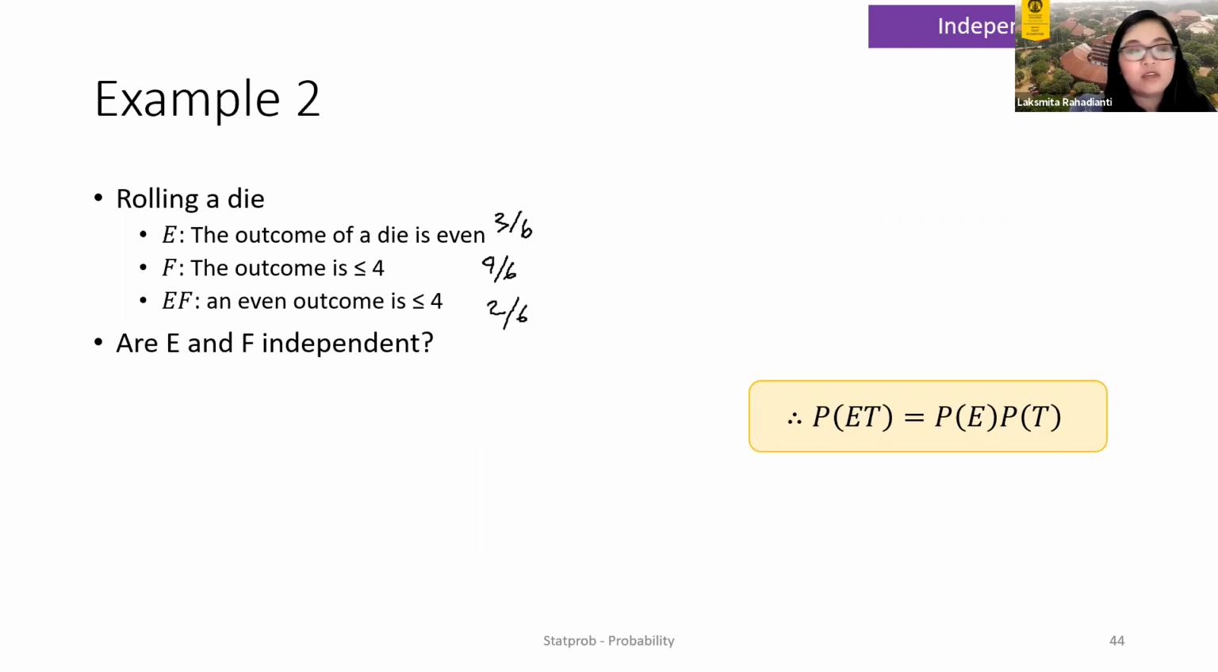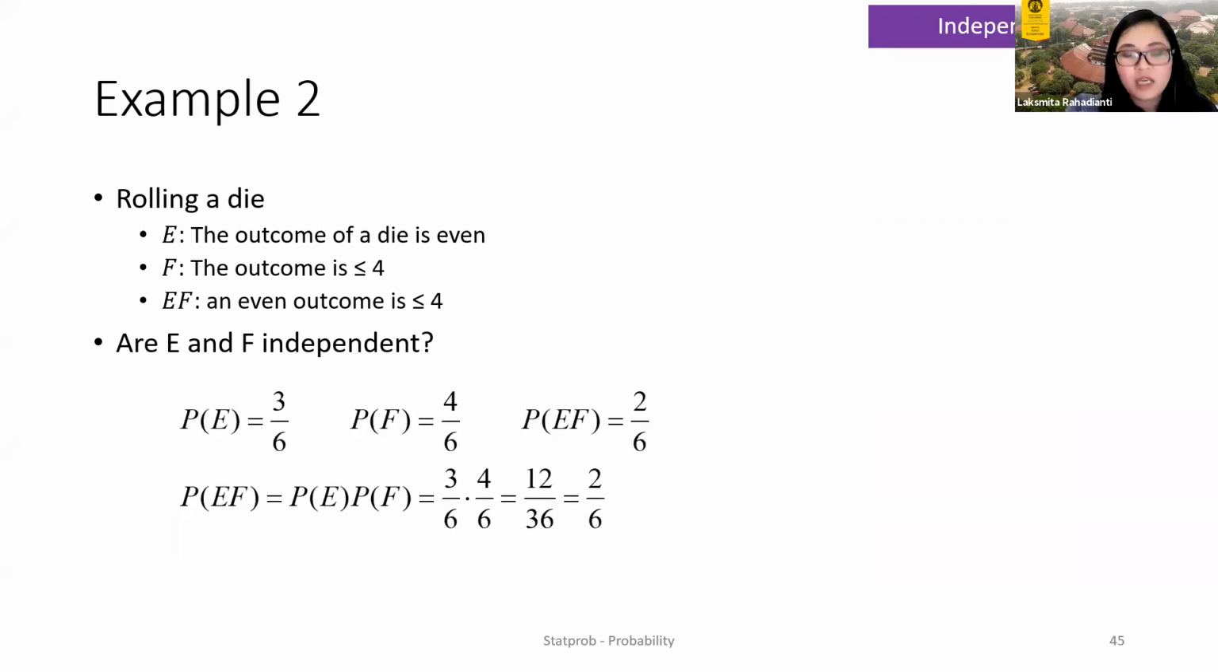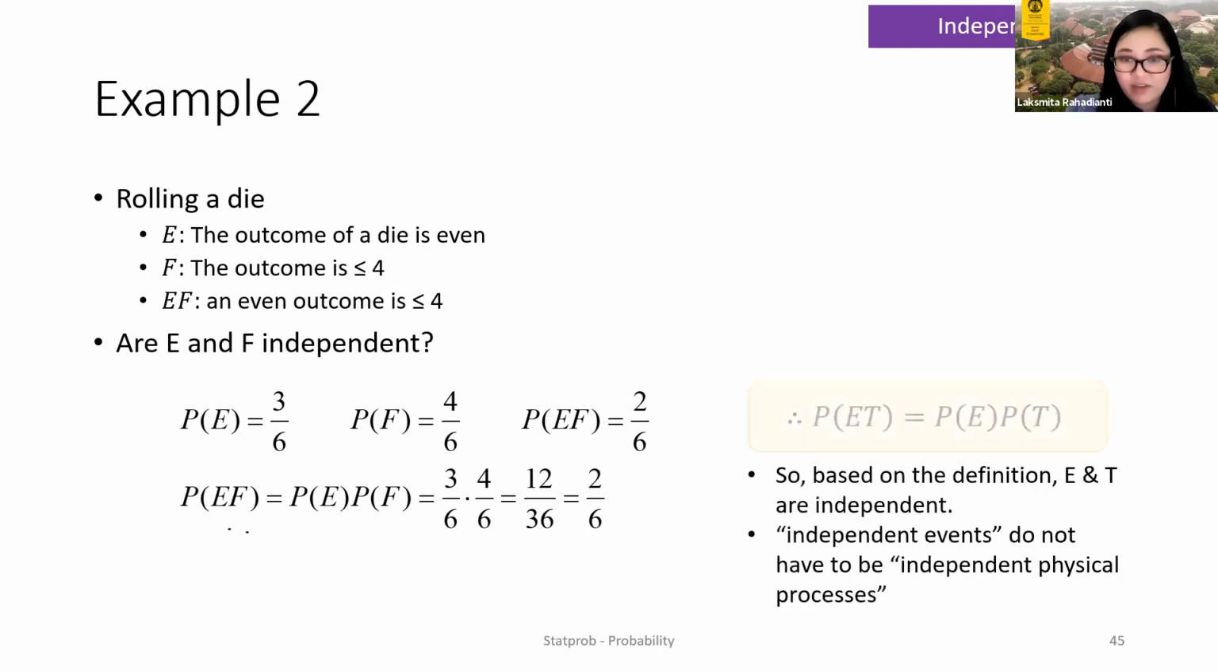And I want to know if these two events are independent. So here we see that if we compute each of these events, P(E) is 3 over 6, P(F) is 4 over 6, and the even outcome is 2 over 6. And if I were to compute the rule of independent events, P(E∩F) would equal the product of their respective probabilities. And thus, based on the definition, I can say that E and F here are also independent events.